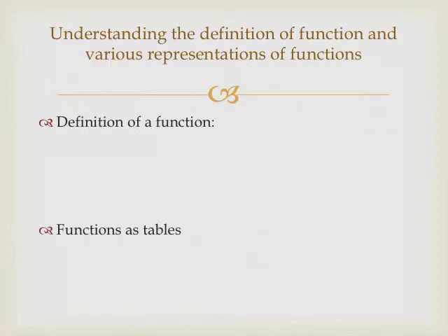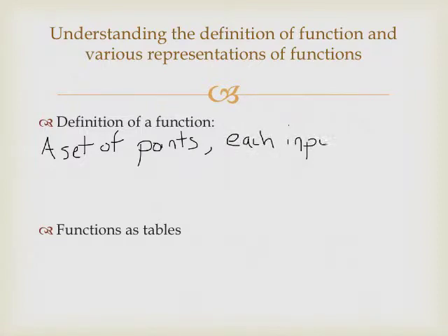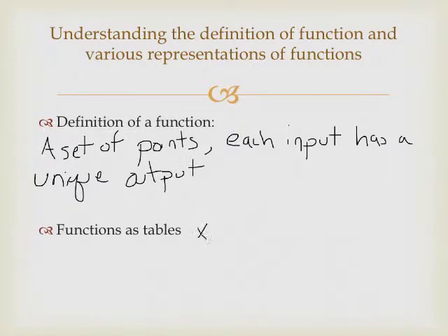The most common, or probably the most general, has to do with the fact that it is a set of points, which means you're going to have x values and y values, essentially. And in that set of points, each input, or generally speaking, that's going to be your x value, has a unique output. Okay? So each input has a unique output. So let's look at what that means in a table.